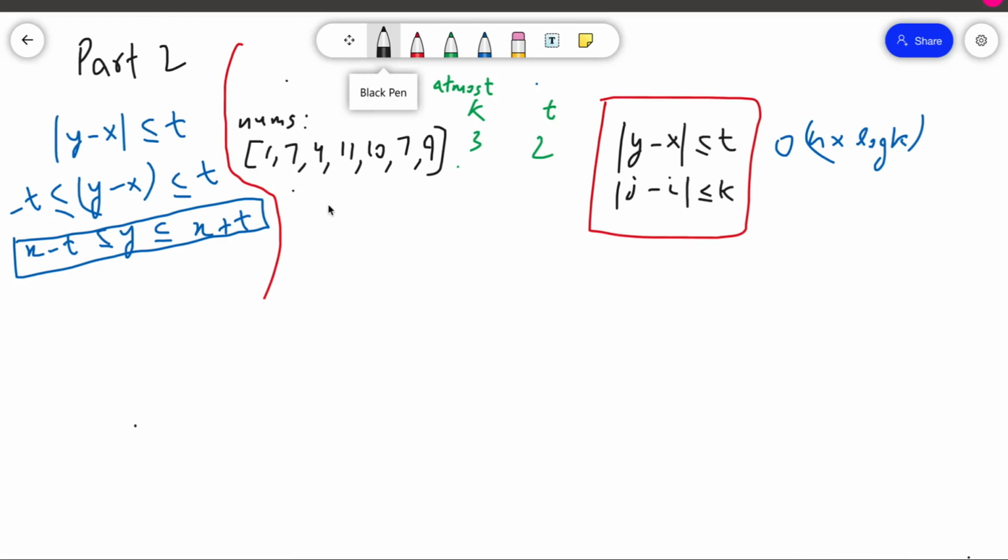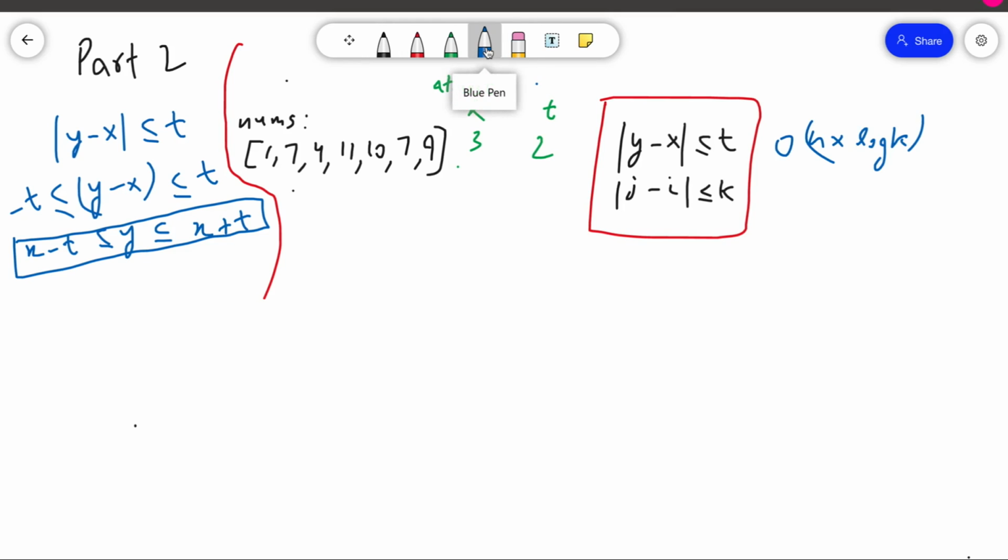So we are given an array 1, 7, 4, 11, 10, 7, 9 and two integer values k and t. We have to find a pair within this array that satisfies two constraints. The absolute difference between the values of the pair must be at most t, and the absolute difference between their indices must be at most k.